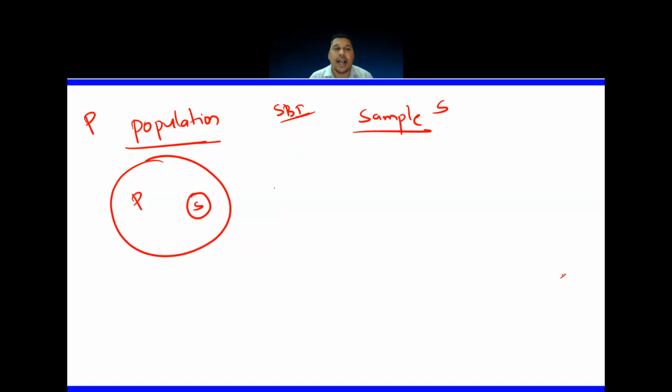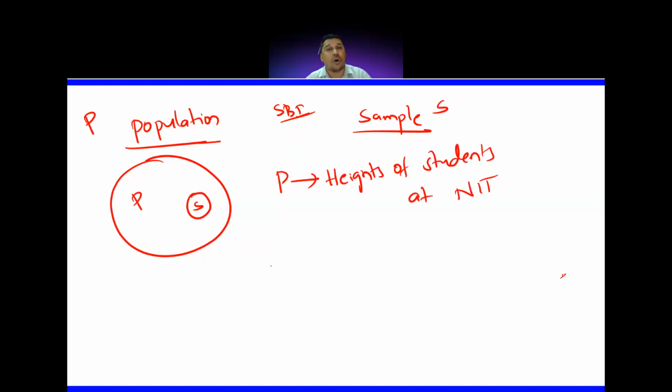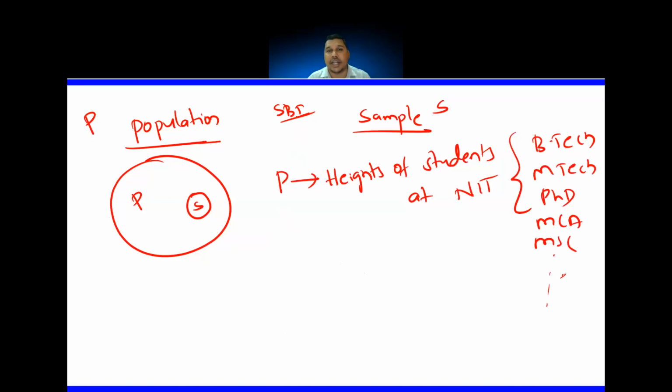Let me give an example. I have a statement here. This population P is the heights of students at NIT. Heights of all the students. It may include BTech, different courses, MTech, PhD, or MCA, MSc. A lot of courses exist at our end. So the population is the heights of students of an entity. A sample can be the heights of randomly chosen students.